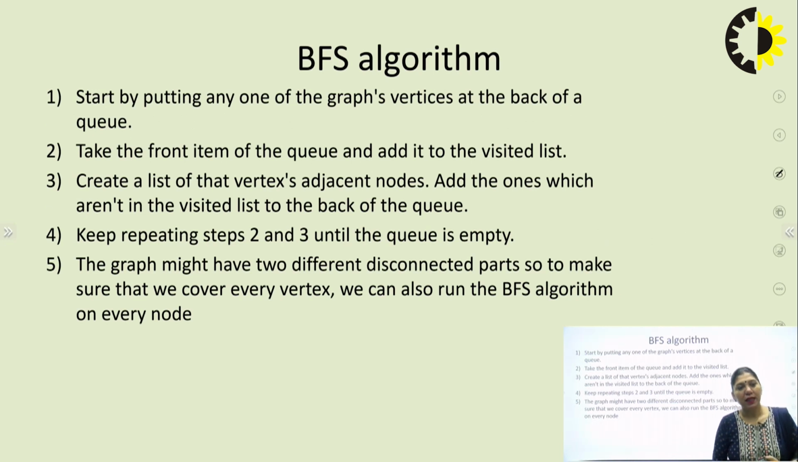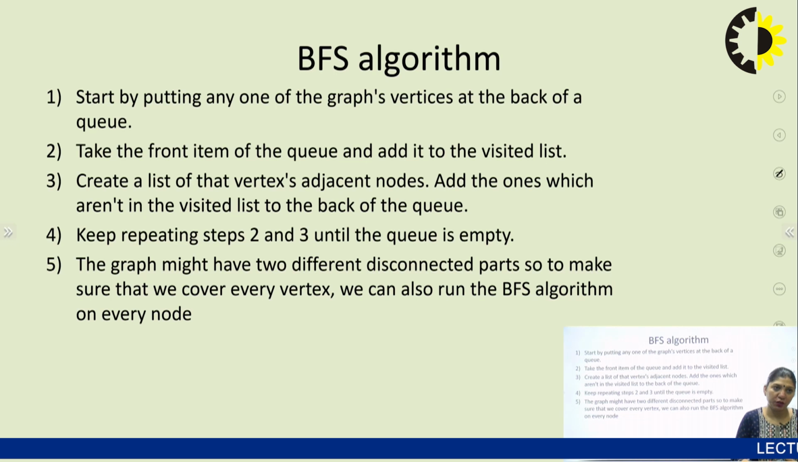So the algorithm says that start by putting any one of the graph vertices at the back of the queue. हमने स्टार्ट करा एक वर्टेक्स के साथ, यानी हम स्टार्टिंग नोड से स्टार्ट कर रहे हैं. Take the front item of the queue and add it to the visited list. Create a list of the vertex adjacent nodes. Add the ones which are not in the visited list to the back of the queue. Keep repeating steps 2 and 3 until the queue is empty. The graph might have two different disconnected parts. So to make sure that we cover every vertex, we can also run the BFS algorithm on every node. So one by one moving on.